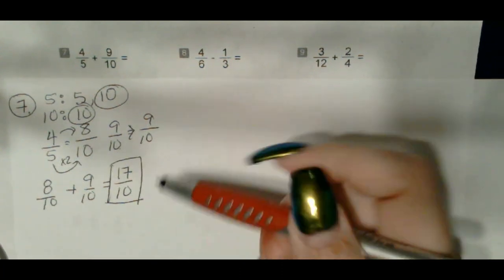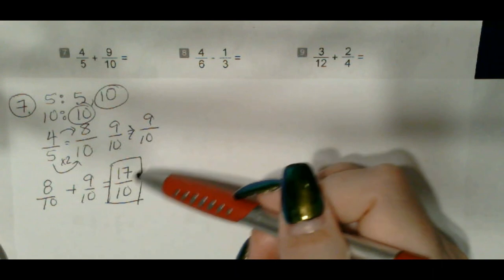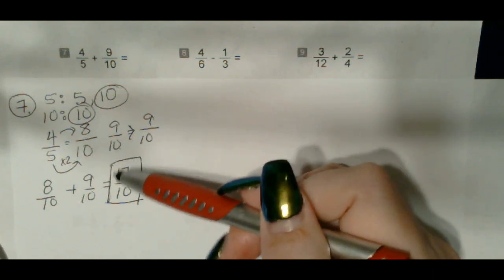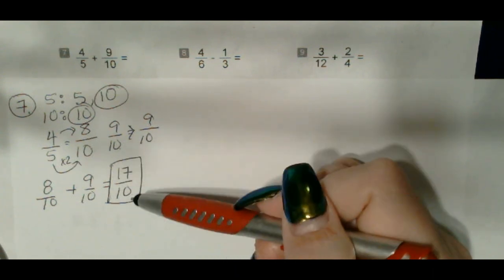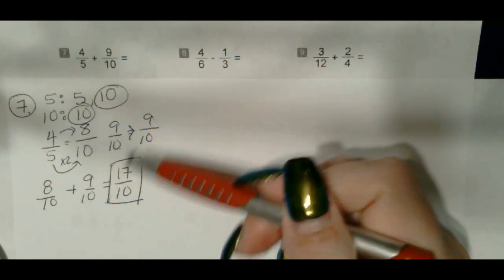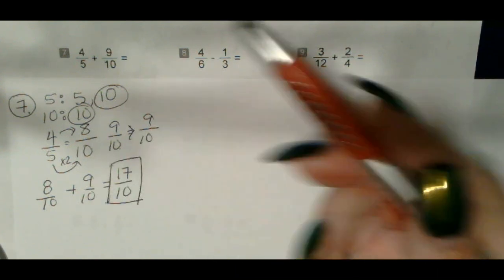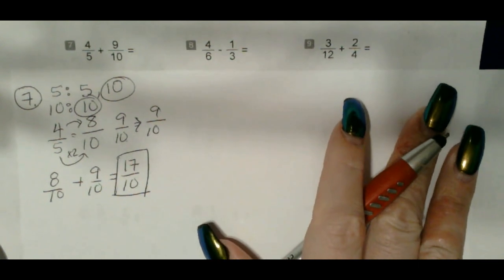This should be like a signal with our math brains. This does not look right. This is an improper fraction. We technically do not leave it like this. So we need to do some long division, which we know we all love.